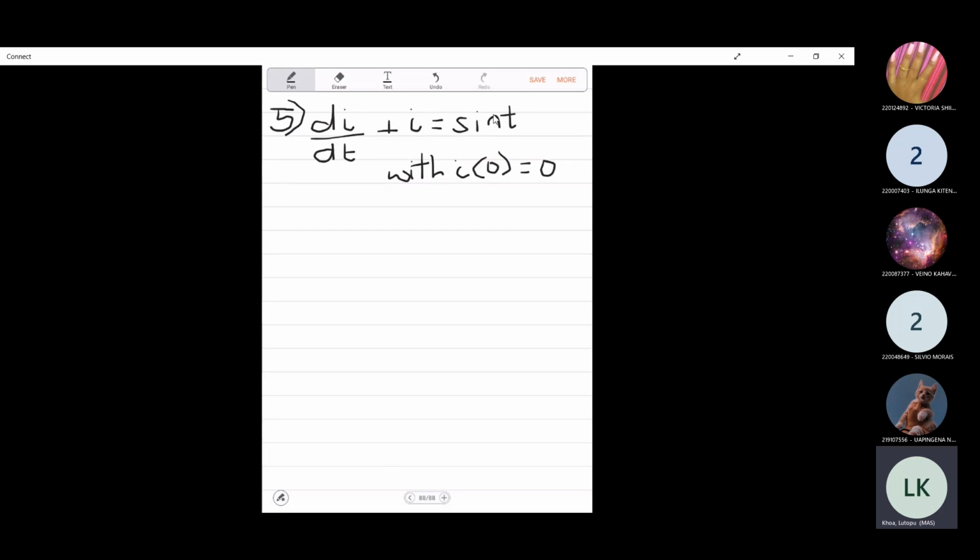But we still work it out in the same way we did. It's already in the form that we want. We just need to work out our integrating factor. So P here is equal to 1, the only function of t that we have here. So our integrating factor will be e to the power of the integral of 1 dt. So this is e to the power of t.